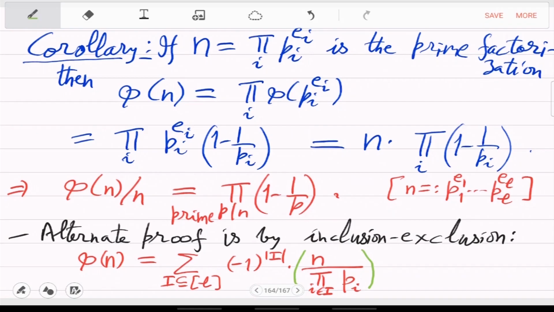If you don't understand this, you can go through this expression again. It's a quite straightforward application of inclusion exclusion, and then you can compare that these two red expressions are the same. So what we got in the corollary is the same as what we have written now.